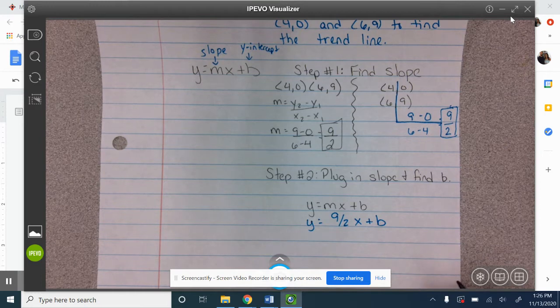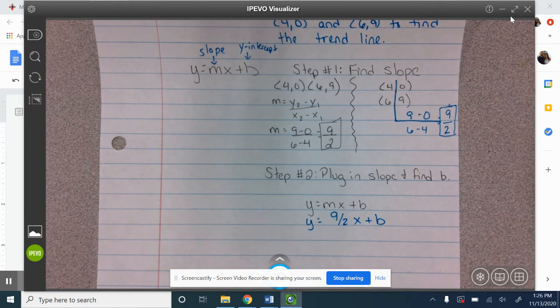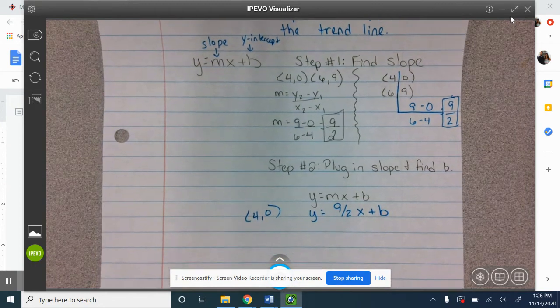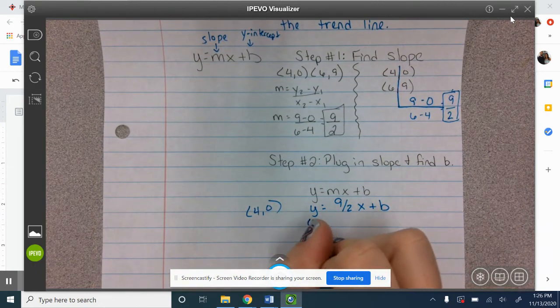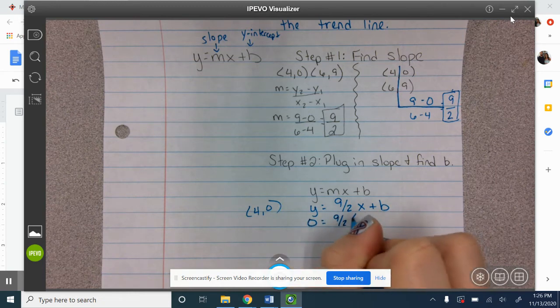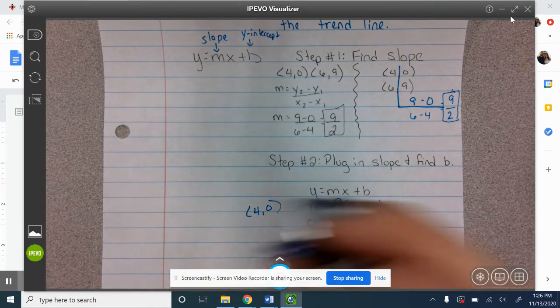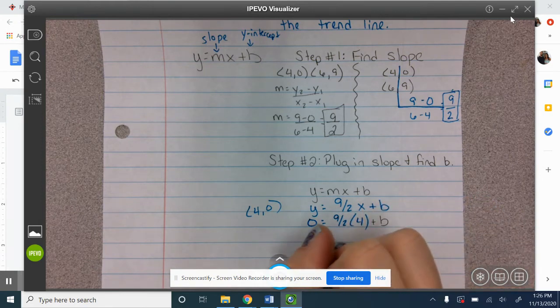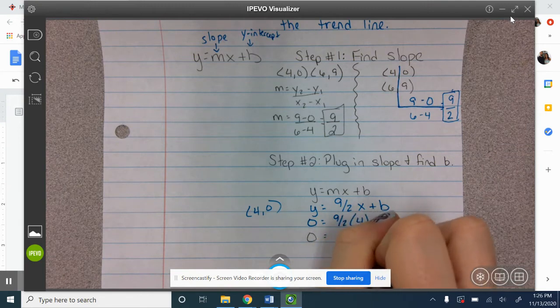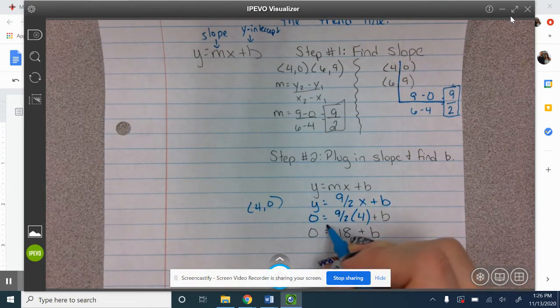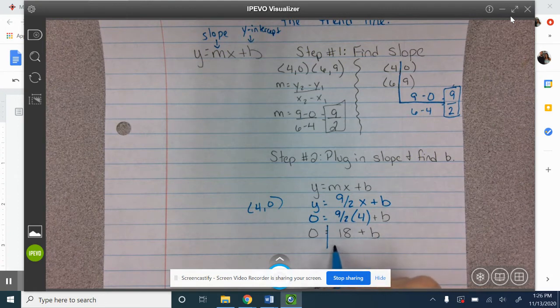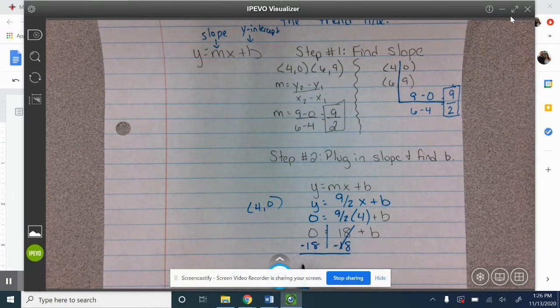Remember, when we're solving things like this, we need to use one of the two coordinates we used to find slope. I'm always going to pick one that has a 0, so I'm going to pick 4, 0. So I'm going to say 0 equals 9 halves times 4 plus b. 9 halves times 4 is 18. So now to solve for b, what is the opposite of positive 18? Negative 18. So you'll subtract 18 on both sides, and negative 18 equals b.